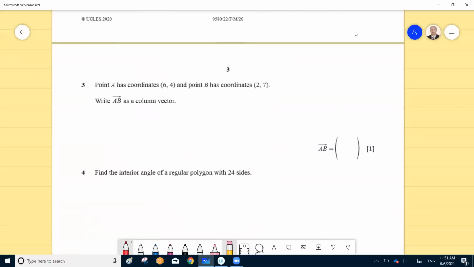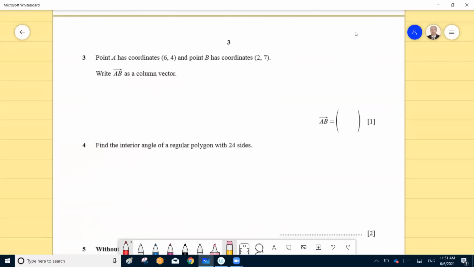Okay, question 3. Point A has coordinates 6 and 4. Point B has coordinates 2 and 7. Write AB vector as a column vector. The AB vector simply is OB vector, the position vector of the point B, minus OA vector. The point B is this one, 2 and 7, just write it as a column vector, minus the other point A as 6 and 4, only subtract. So 2 minus 6 is -4, and 7 minus 4 equals 3.